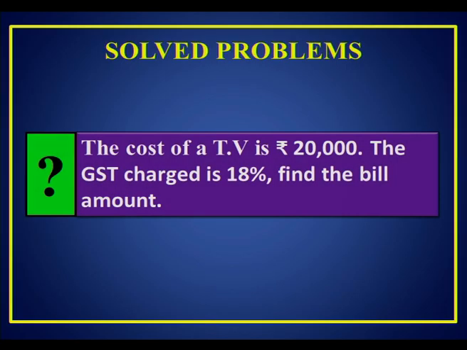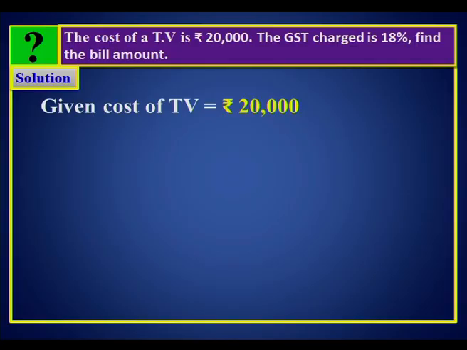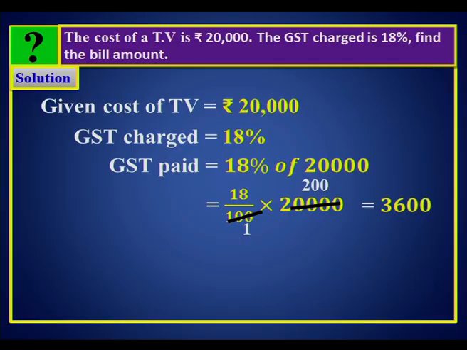The cost of a TV is 20,000 rupees and the GST charge is 18%. Find the bill amount. Let us start with the solution. Given cost of TV is 20,000 and the GST is 18%, and GST paid should be how much? 18% of this 20,000. So, 18% means 18 by 100 into 20,000. 100 goes one time, and in 20,000 100 goes 200 times. So, it is 3,600 rupees. This is the GST which has to be paid.